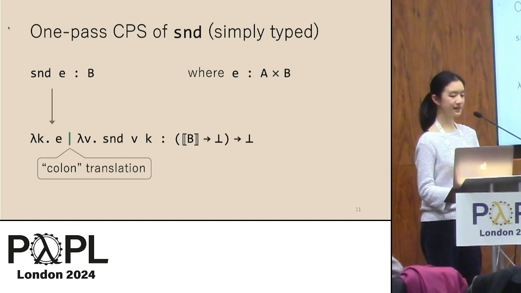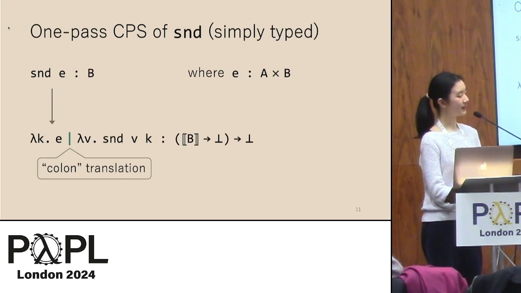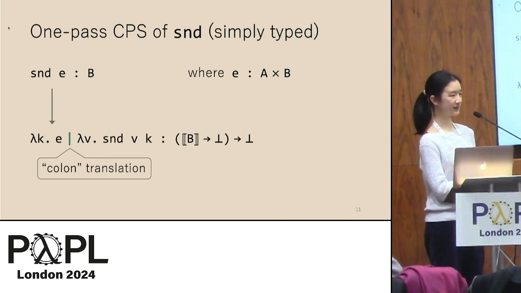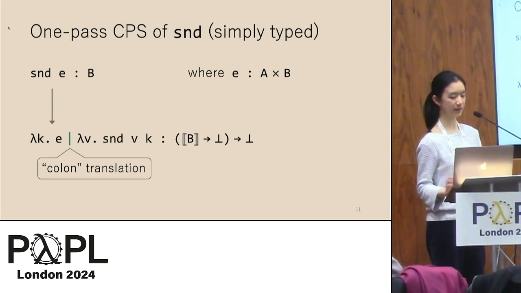As I said earlier, a 1+ translation does not yield any administrative redexes. One way of defining such a translation is to use a colon translation, which takes in a source term and a target continuation as arguments. It is called colon because the separator is usually written as a colon, but here I'm using a bar to avoid confusion with the typing relation.